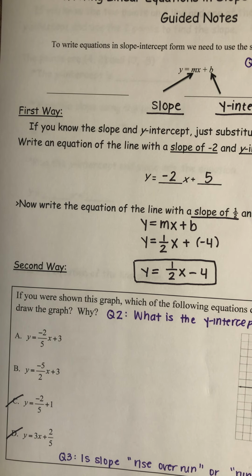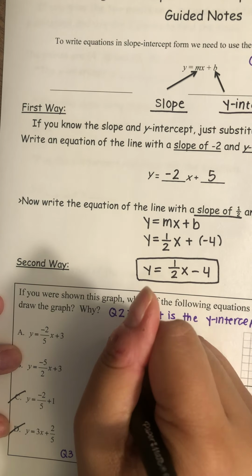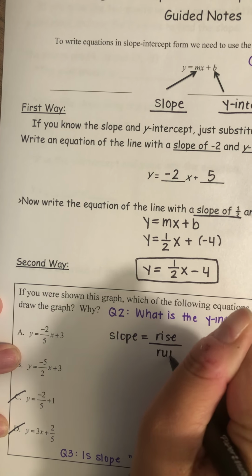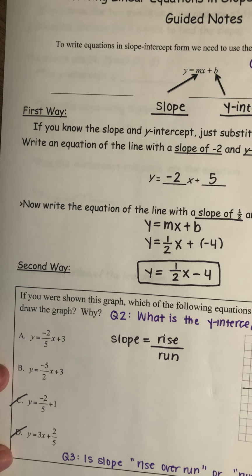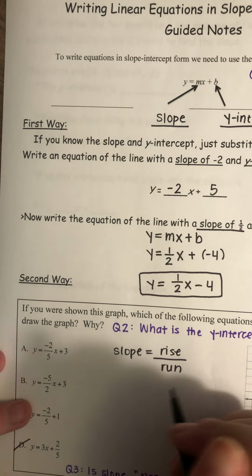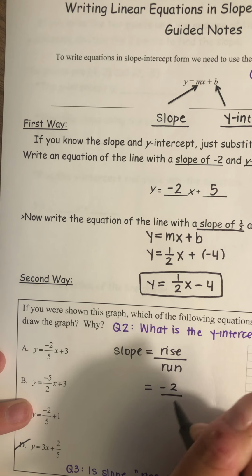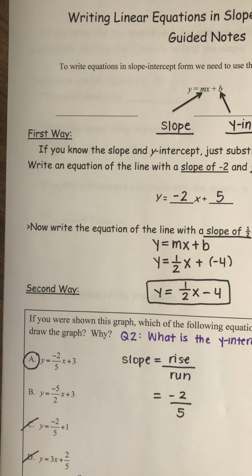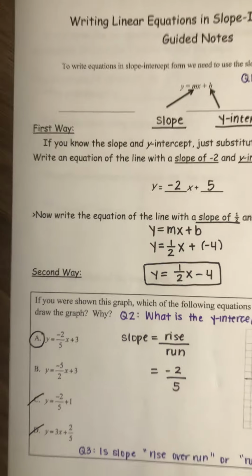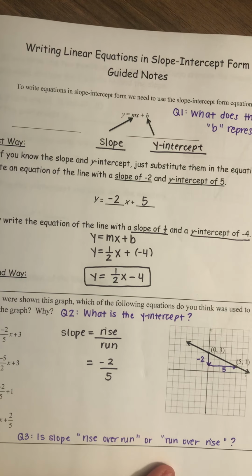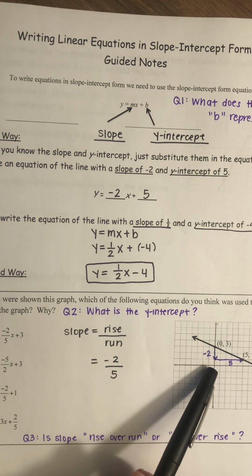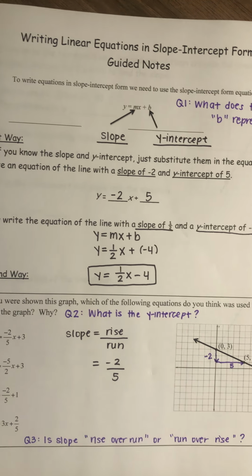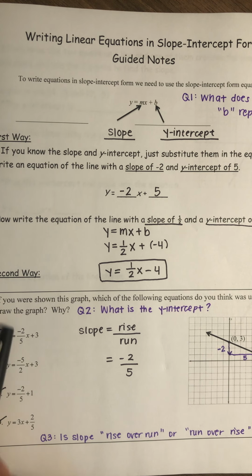So perfect. Slope is the rise over run. So it is the change in the y values over the change in the x values. So it will be negative 2 over 5. So A will be the accurate equation to describe this graph right here. So we used this graph to find our y-intercept and to find our slope, to then create this equation here.